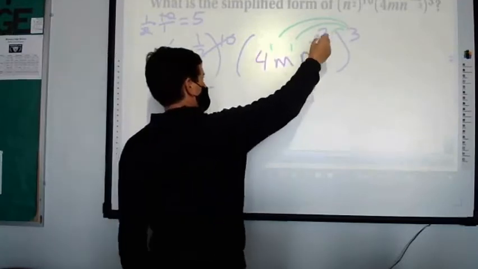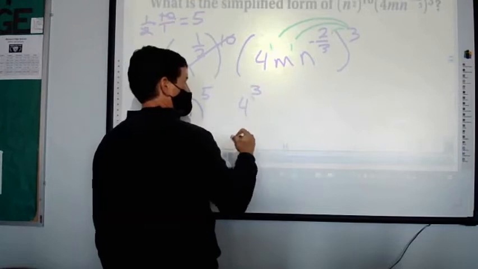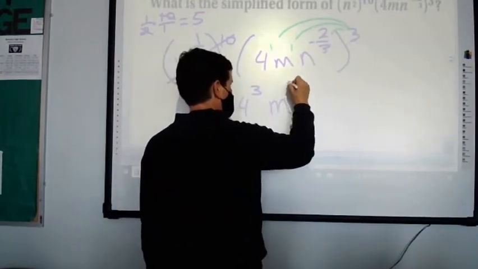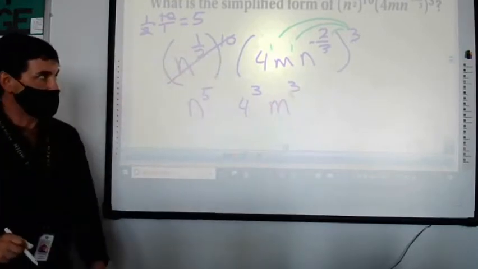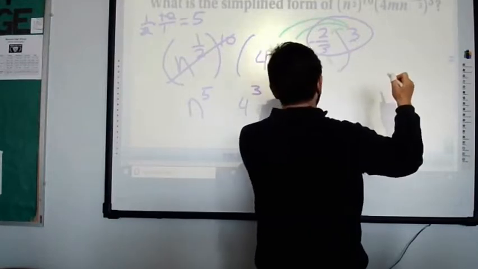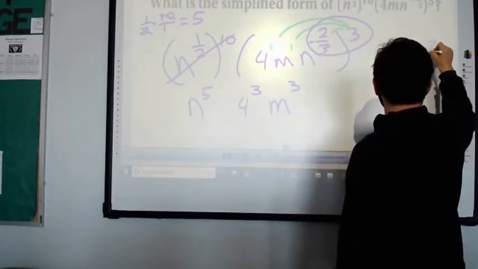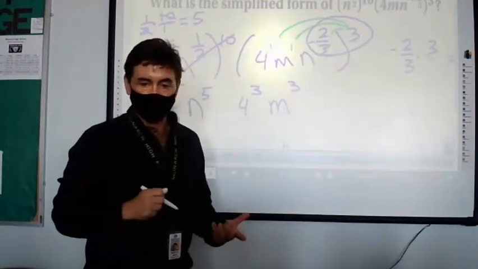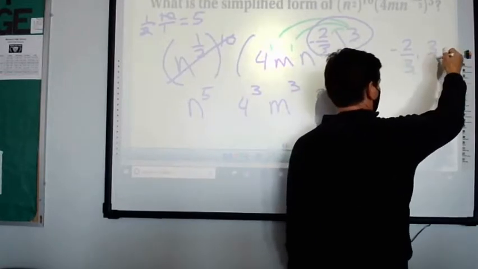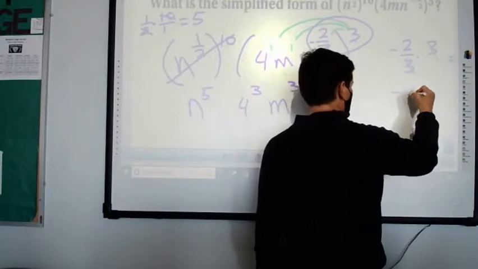So 1 times 3 is 3, so we get 4 cubed there, 4 to the 3rd power. 1 times 3 is 3 again, so we have m to the 3rd power. Now, doing the negative 2/3 part, off to the side, negative 2/3 times 3. Again, I think cross-canceling is the easiest way to handle this. So if you cancel the 3's, you just get negative 2.